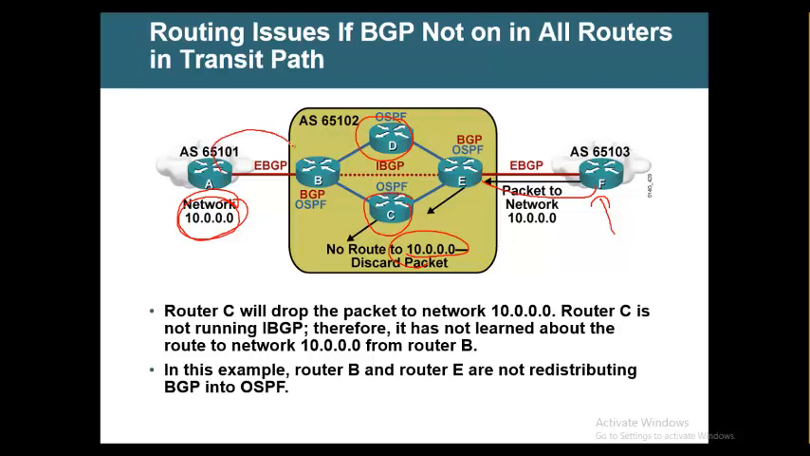BGP only provides 10.0.0.0 to B, and B provides it directly to E, and E provides it to F. There is no chance of D and C knowing about 10.0.0.0, even though the update packet was passing through D and C. D and C have no right to open it because they don't run BGP. It is not destined to them. It is not delivered to them.